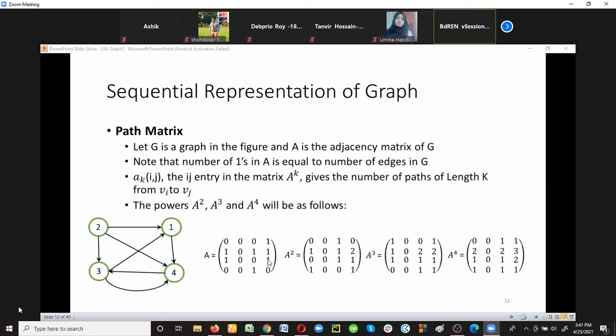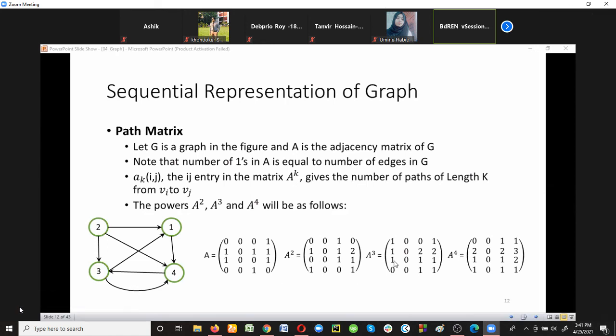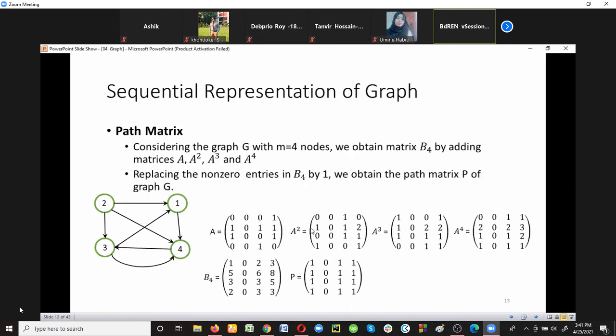Suppose this is your first matrix and this is the second matrix. So now each row will be multiplied. Each row of the first matrix will be multiplied with every column of the second matrix. After this multiplication, you'll get A squared, A3, A4. What is the next step? Addition of all those adjacency matrices. After adding these four matrices, we got this final matrix, that is our path matrix.